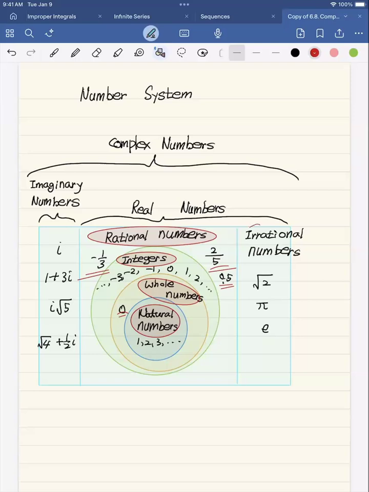Irrational numbers are the numbers that cannot be represented by fractions or finite decimal form. Examples are square root of 2, pi, e, and so on. If you try to approximate, then the decimal point will go on and on forever. Both rational numbers and irrational numbers form real numbers.